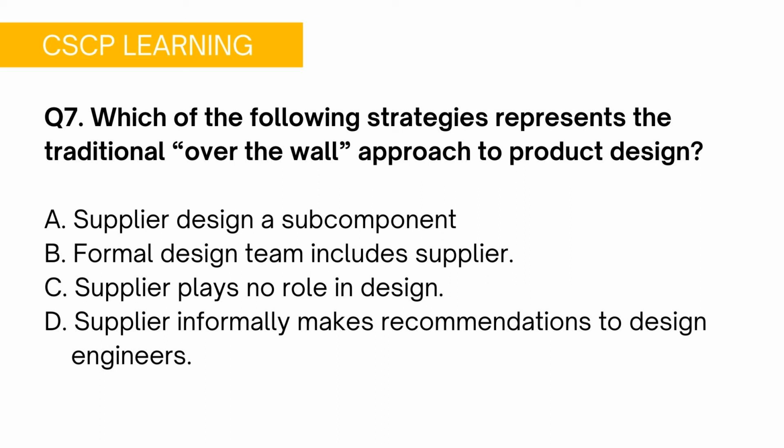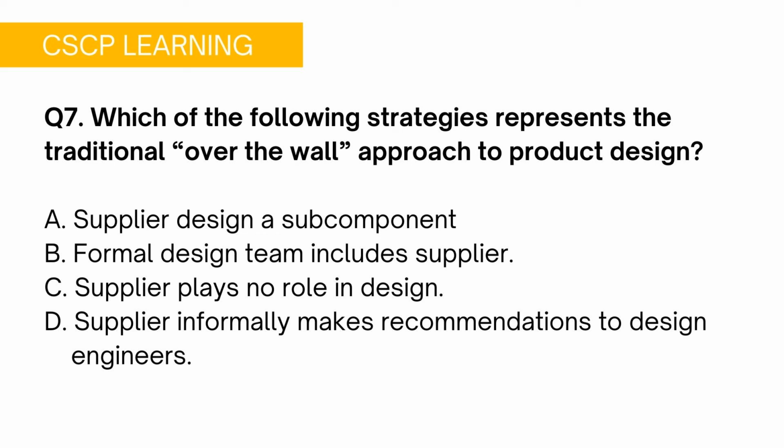Option D. Supplier informally makes recommendations to design engineers. In this particular option, the supplier is making an informal recommendation to design engineers, which means that the supplier is somehow involved in the product design, which again concludes that the statement is supporting collaborative design. Let's review all the given choices to conclude the answer.